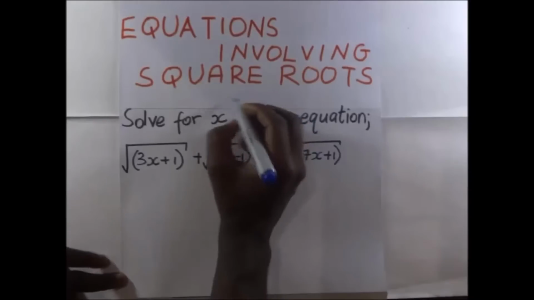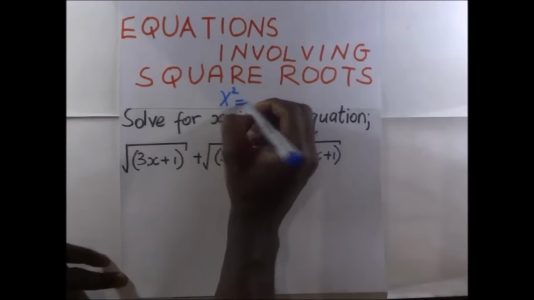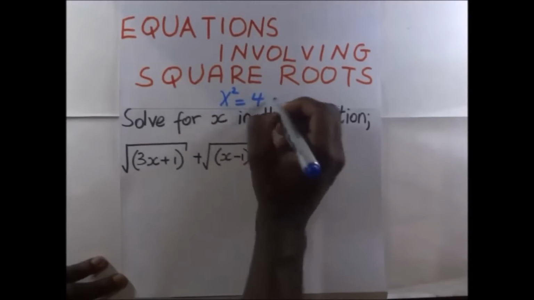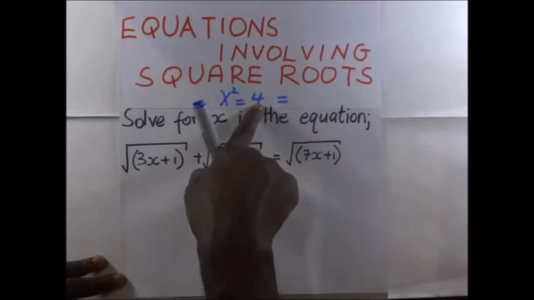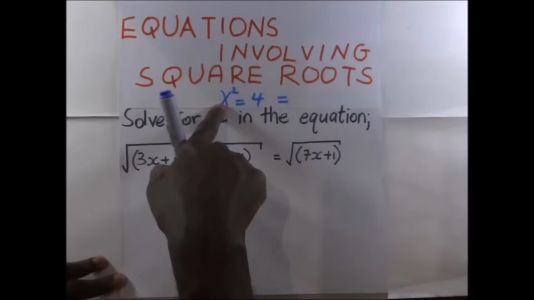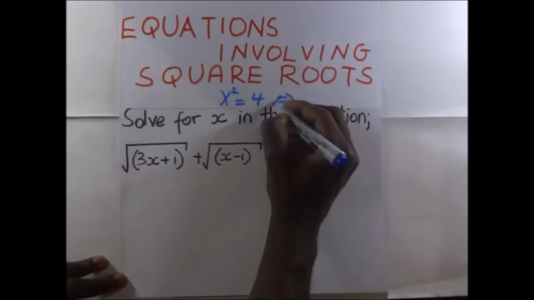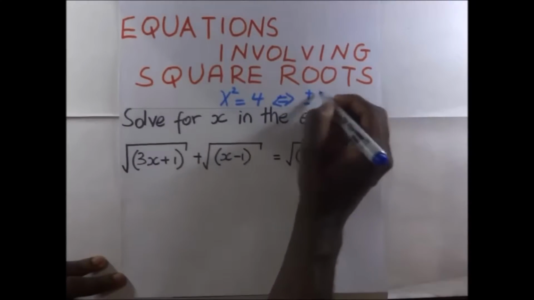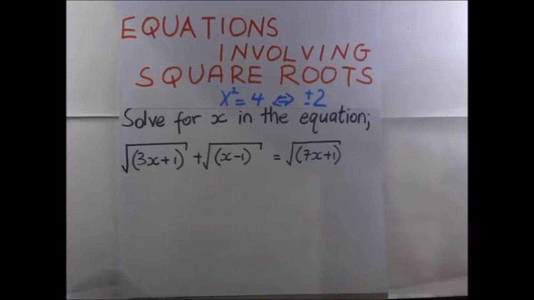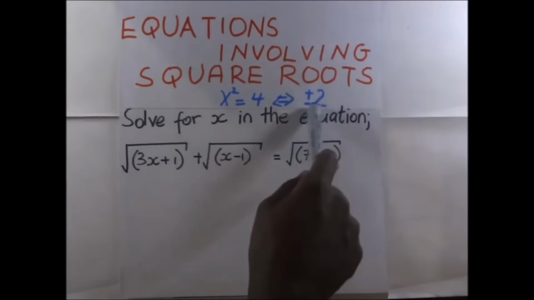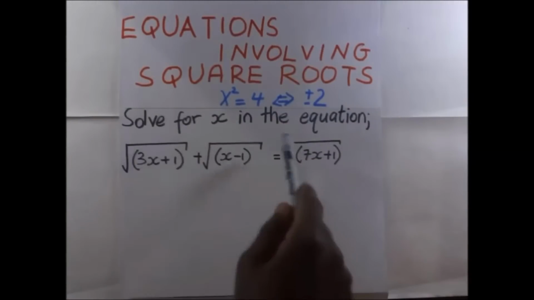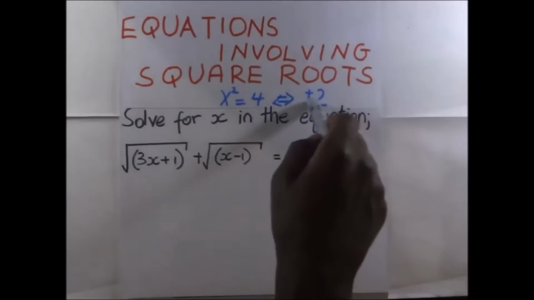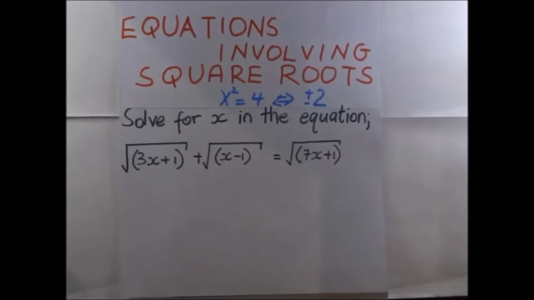For example, if we have x squared is equal to 4, the value of x is going to be, if we find the square root of 4 and the square root of x squared on both sides, either positive or negative 2. So, if the value of x is positive or negative 2, it means that the extra solution here is the negative 2. That's the extra solution I'm talking about.